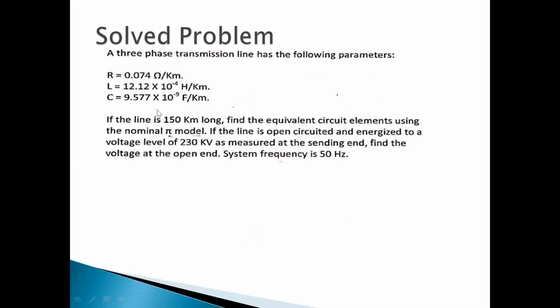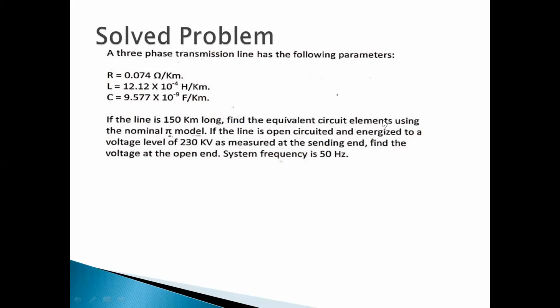Firstly, when you want to solve the problem, you must know which type of transmission line it is. If the line is 150 kilometers, it is more than 80 kilometers and less than 200 kilometers, so we will consider it a medium transmission line. We have to find the voltage at the open end. I will read this problem: if the line is 150 kilometers long, find the equivalent circuit elements.